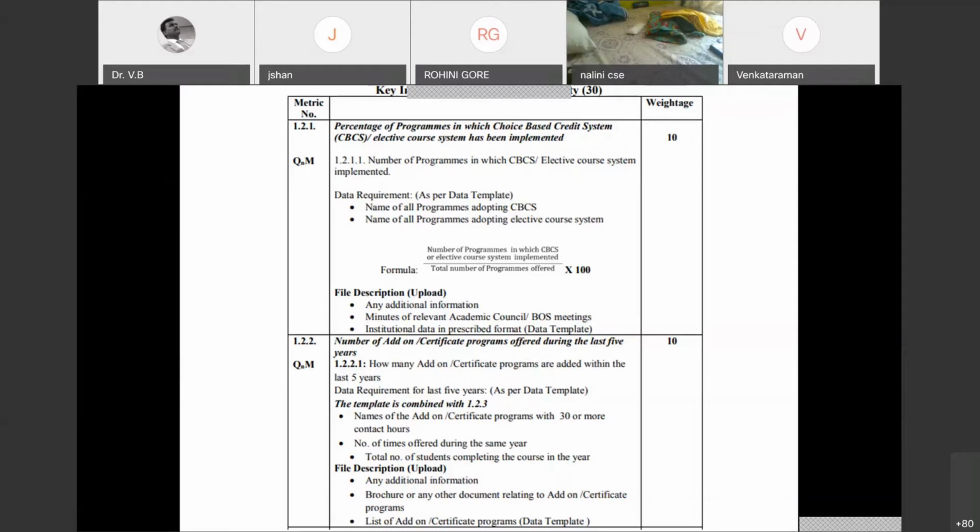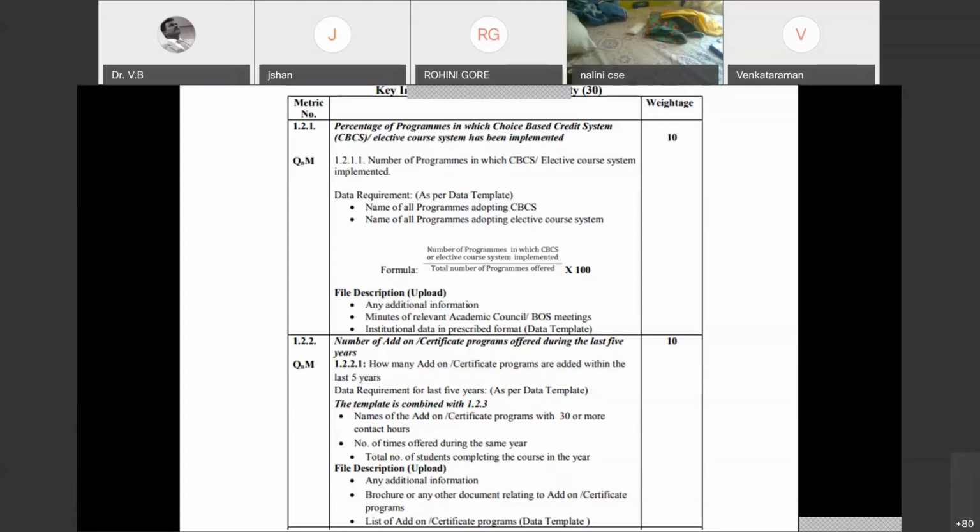And here you have to upload the minutes of the relevant academic council and board of studies meetings. Or if you are an affiliated college, the syllabus book would be fine. And if you are a university, the academic council and board of studies meeting. Now here one question that may arise is that the academic council or the board of studies files are sensitive files and we can't leave them in the open on our university website.